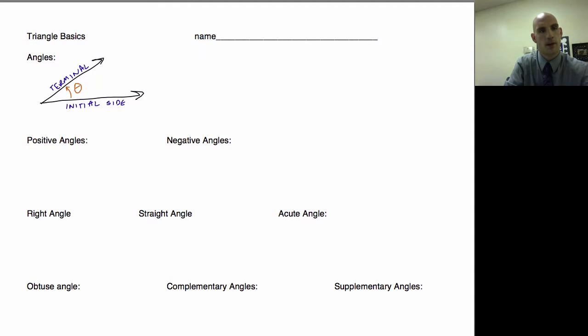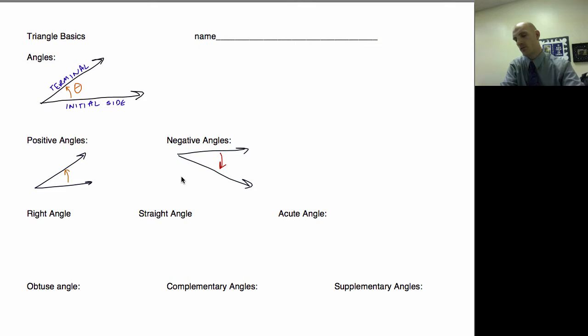Positive angles. Positive angles are going to open upward. And so in general, we're going to have an arrow that's opening this way. Negative angles are going to be just the opposite. They are going to be opening downward. And so when I draw this angle, it's going to be in a general downward fashion.